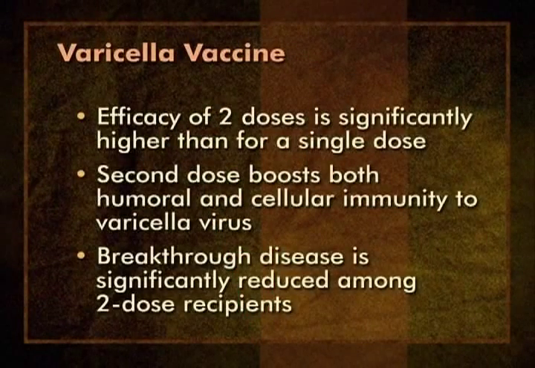These outbreaks occur because from 10 to 30% of one-dose recipients may develop breakthrough varicella if exposed, and persons with breakthrough disease can transmit varicella virus. The efficacy of two doses of varicella vaccine has been shown to be significantly higher than for a single dose. Laboratory studies have shown that a second dose boosts both humoral and cellular immunity to varicella virus. Finally, breakthrough disease is significantly reduced among two-dose varicella vaccine recipients.